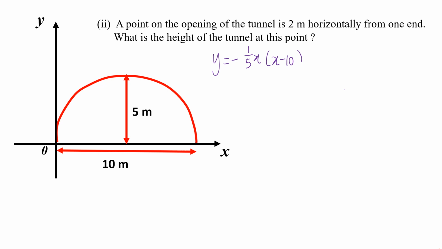Right. So horizontally from one end, 2 meters. So probably, okay, from here to here, it's 5 meters, right? Because we're talking about this one, the maximum point, and we found it earlier on to be (5, 5). Therefore, this distance here will be 5 meters from the origin to the line of symmetry, and then this will also be 5 meters. So therefore, 2 meters probably is roughly here. 2 meters will be somewhere here.